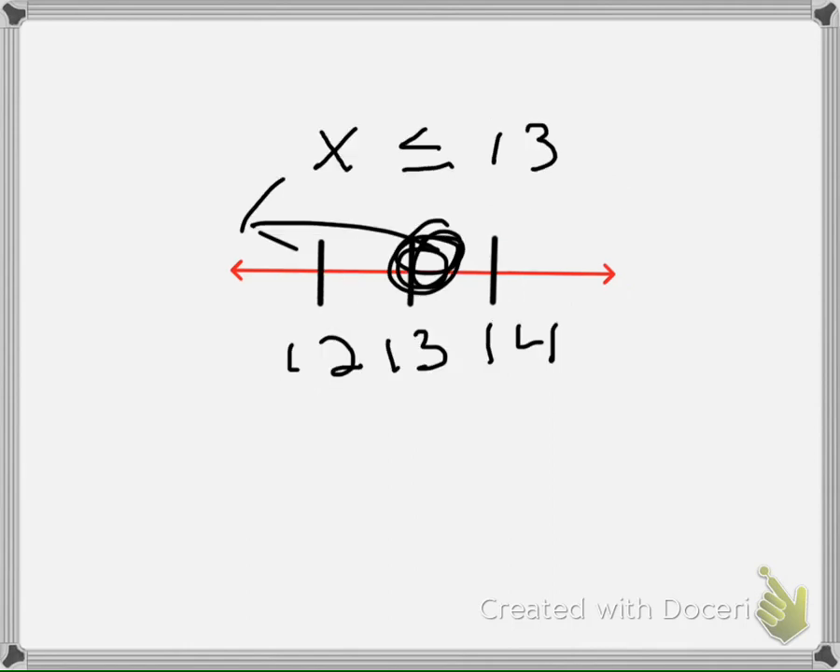X is less than or equal to 13. Okay, so now I have 3 numbers on my number line again. The 13, of course, in the middle. One smaller, one greater. 12, 13, 14. Now this reads X is less than or equal to 13. Little pointy part means less than or equal to. All the numbers that are less than 13 are facing to the left.